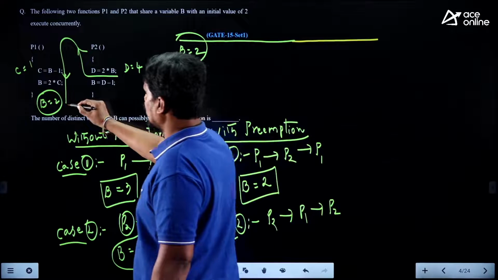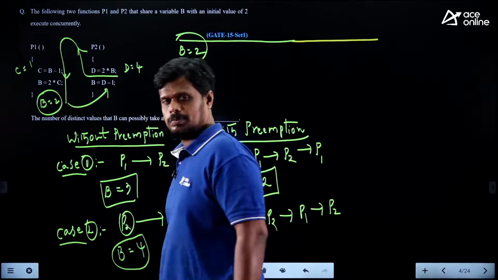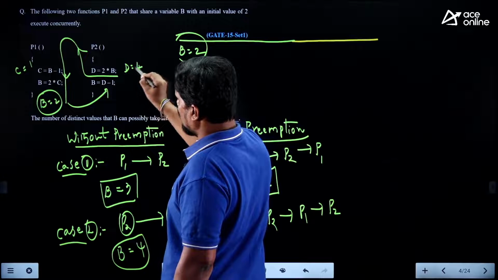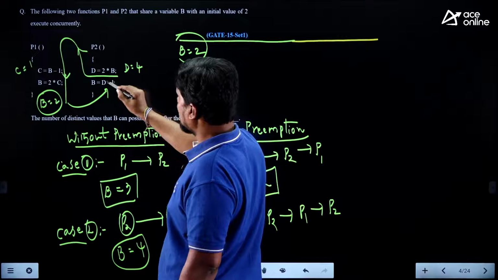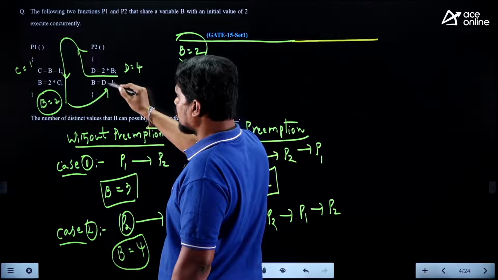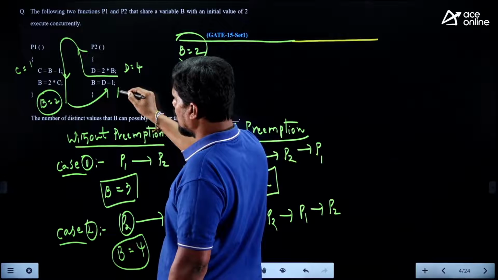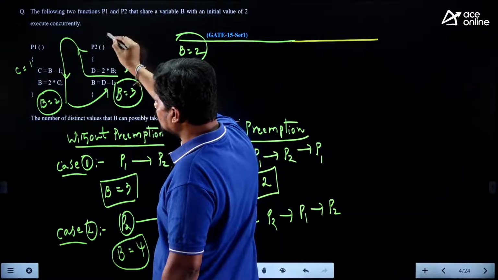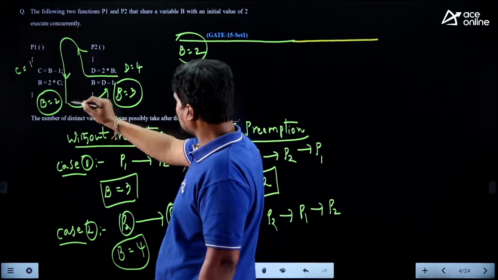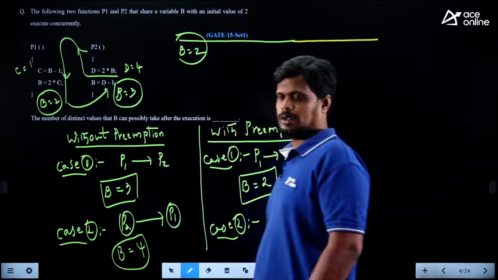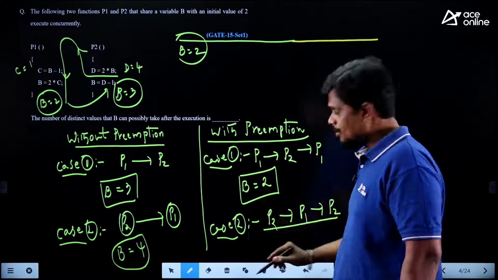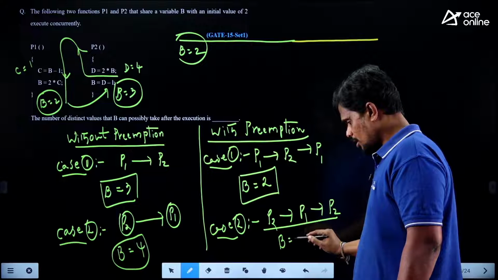Then we are taking the preemption towards P2. Then B is equal to D minus 1. What is the D value? 4. So B is equal to D minus 1 means 4 minus 1, the B value is going to be 3. So now P2 is rewriting this B value of 2 as B equal to 3. So with this kind of execution order, at the end, B is going to hold the value 3.